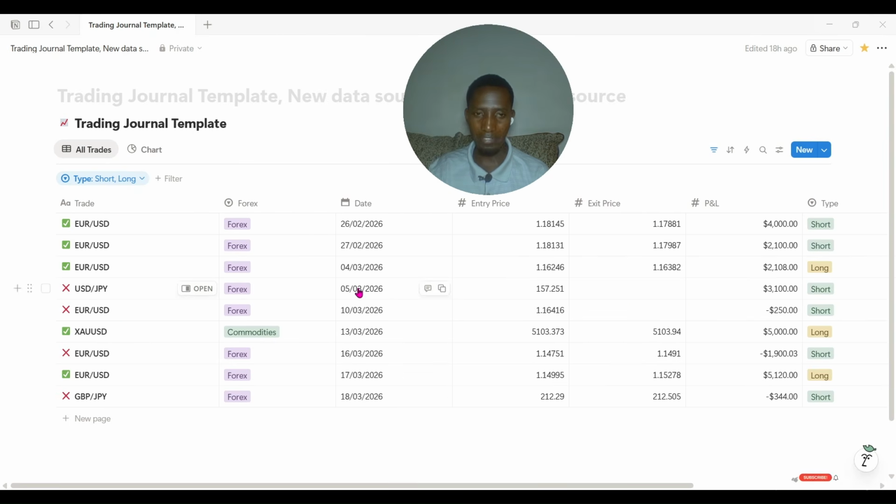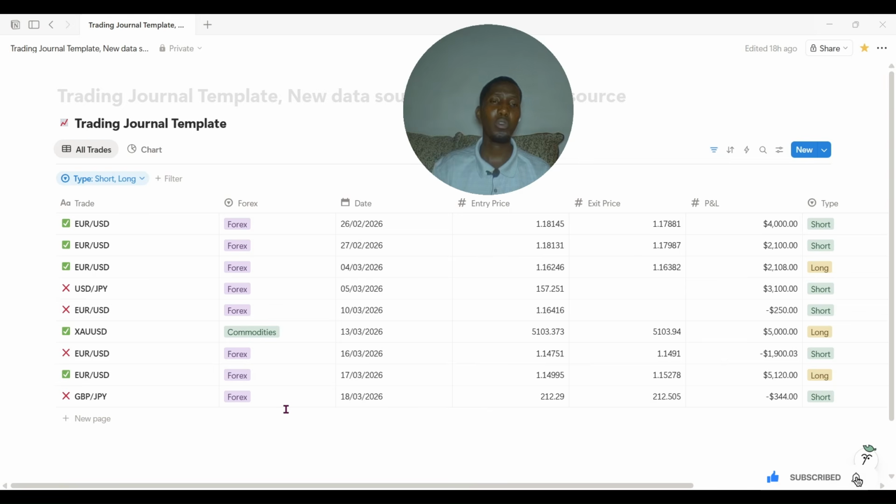On date 5, still in March, and date 10, I lost 2 trades in a row. But finally, on date 13, as you can see, this is gold, I won gold 5K, it was a long. And then on date 16, I lost on Euro USD. And this was date 17, I won 5K, $5,120. It was a long. But finally, yesterday, I lost on GJ.